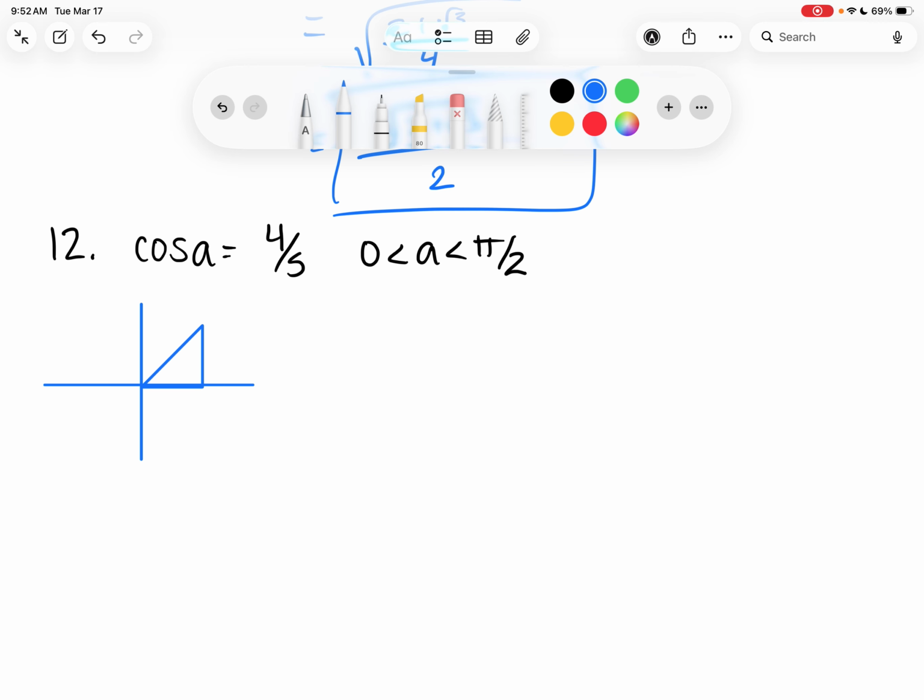So cosine is adjacent over hypotenuse, so that means this is 4, this is 5. I think we should know this one by now. What is this side then? This is a Pythagorean triple. This is a 3, 4, 5 triangle. If you don't know that, then you need to do the Pythagorean theorem to find it, but this is a Pythagorean triple, 3, 4, 5. Just remember that. 3 squared plus 4 squared equals 5 squared, so it's called a Pythagorean triple because it's all whole numbers.